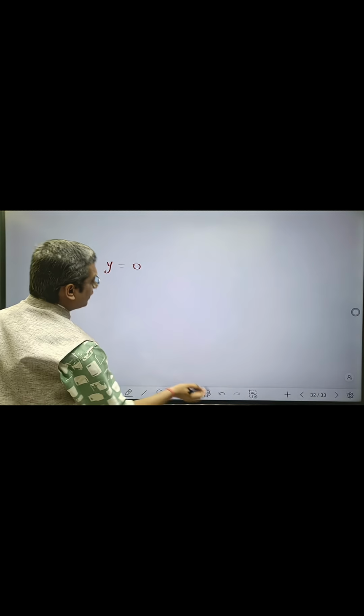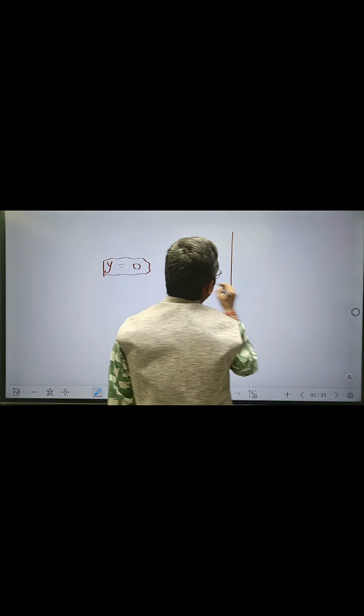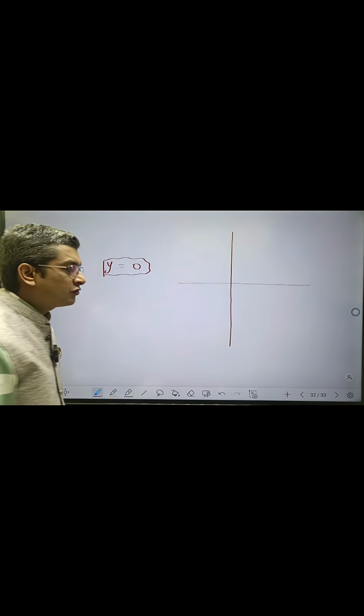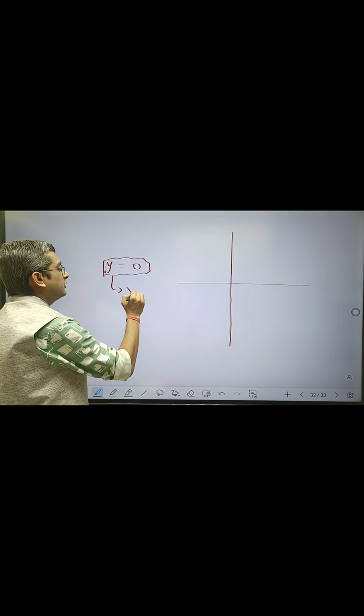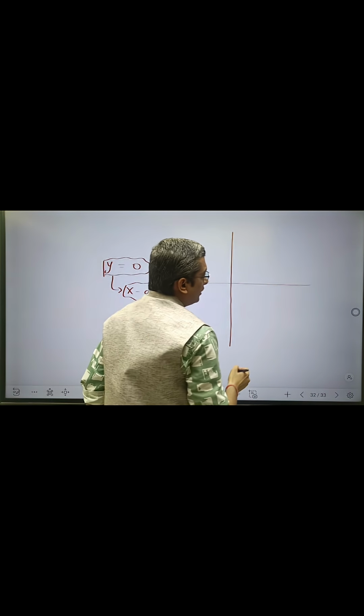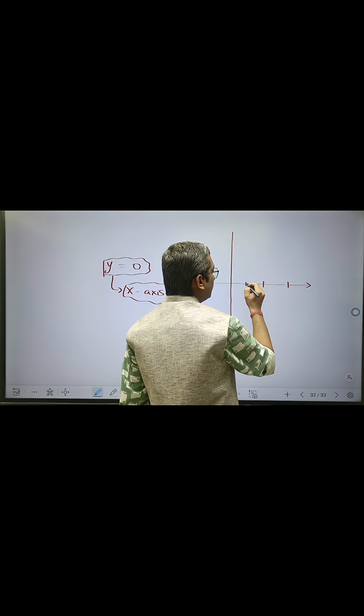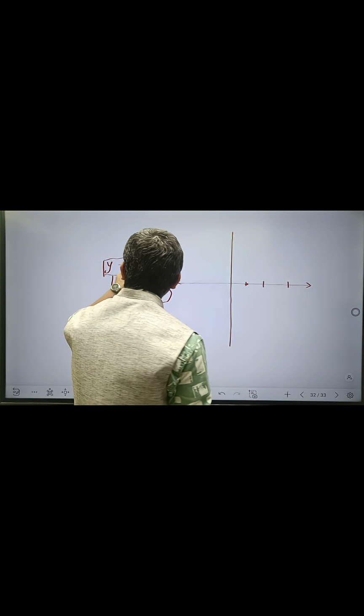Are you getting it? Suppose you have to represent y is equal to 0. So how can you represent y is equal to 0? So dear students, y is equal to 0 is represented by the x-axis, isn't it? Because this is the x-axis. You move along the x-axis, any point will have its y coordinate as 0.